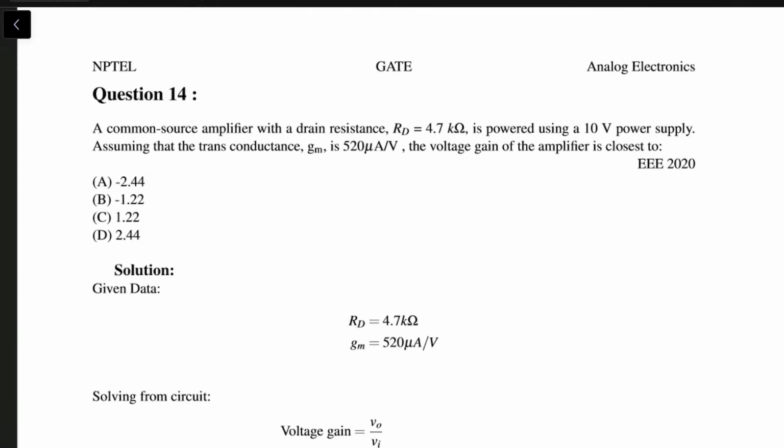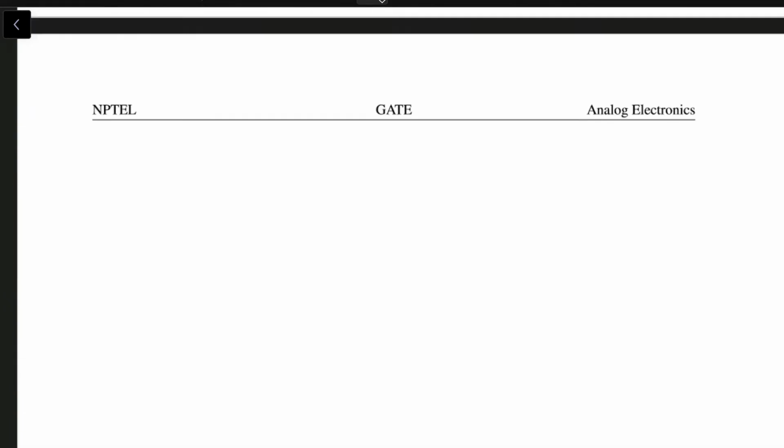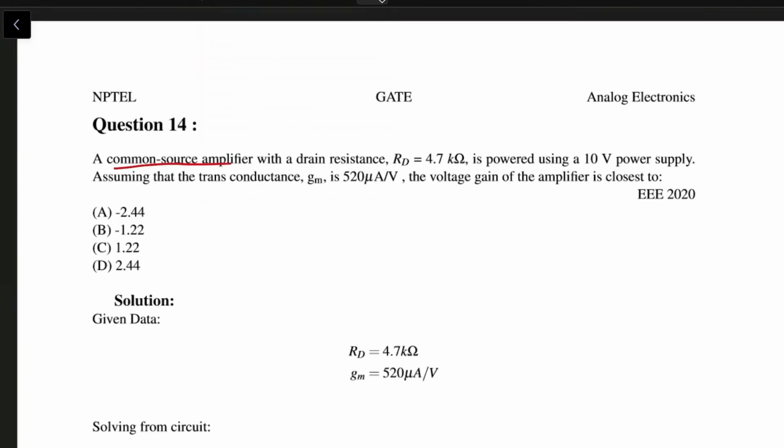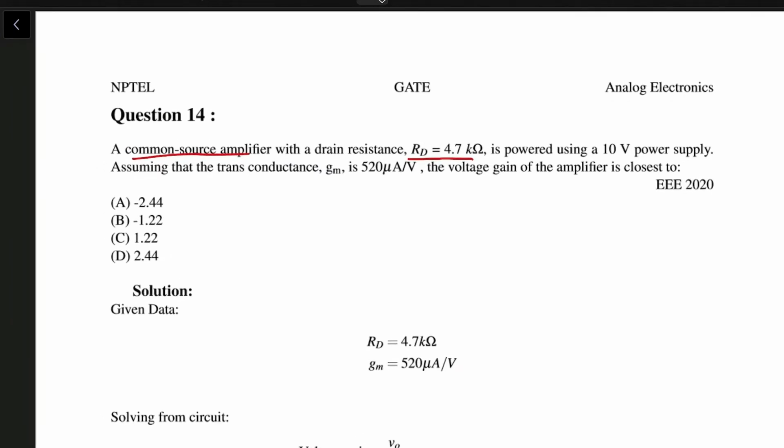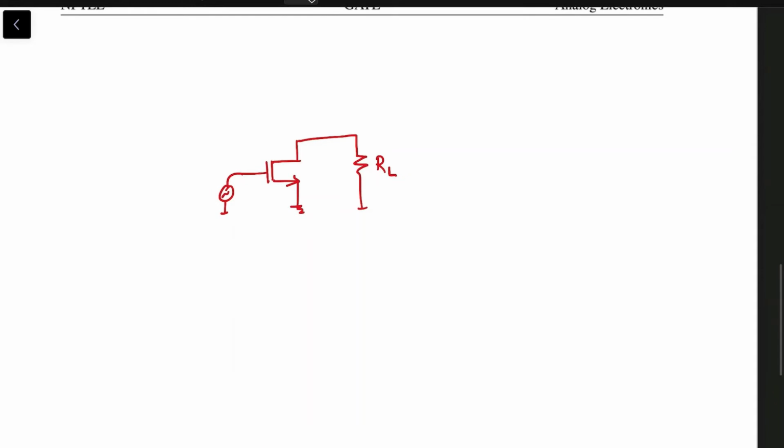In this question, we are given a common source amplifier. So let us first draw the circuit for a common source amplifier. The common terminal is what is grounded, and the input comes to the gate with the output load going to the drain for a common source amplifier. And in this question, we are given that the drain resistance is 4.7 kilo ohms. So this resistance connected on the drain is 4.7 kilo ohms.